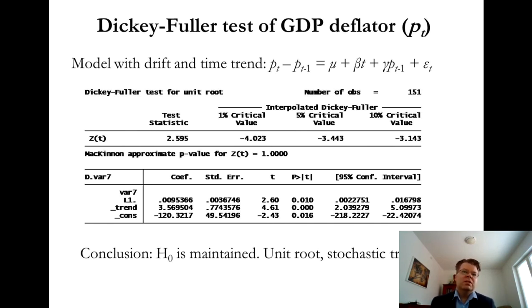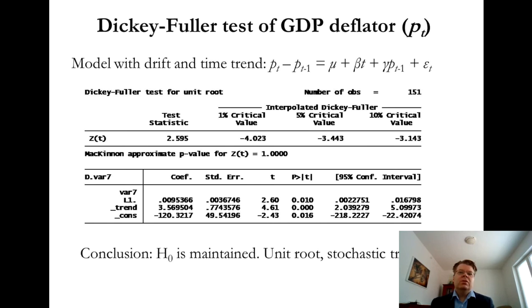Because our test statistic is greater than the critical value, whichever significance level we choose, whether it is -4, -3, -3.1, in all cases the test statistic is greater than the critical value. So the test statistic falls into the acceptance region of the test. Therefore, the conclusion must be that the null hypothesis is maintained. And the null hypothesis means that we have a unit root. So there is indeed a stochastic trend.